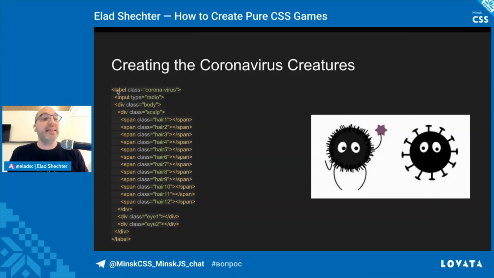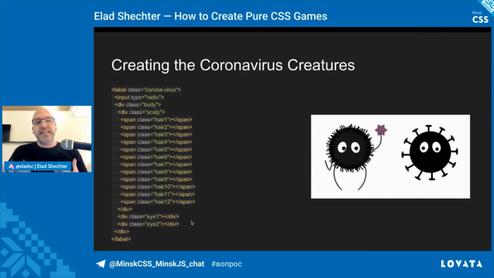First, I created the label HTML element with a class of coronavirus. Inside, I put an input type radio. You may ask why I'm using a label HTML element here and why there is an input type radio inside. This is part of the logic that we will talk about a little bit later. But all the visual part that you're seeing here starts with its body. We have the body, and inside the body, we have the 12 ears and both eyes.